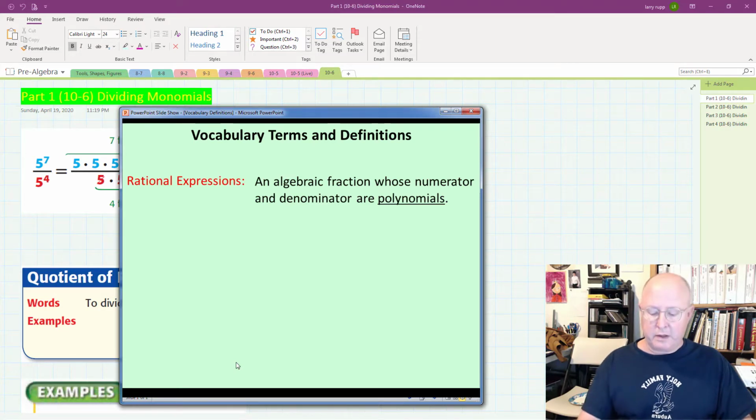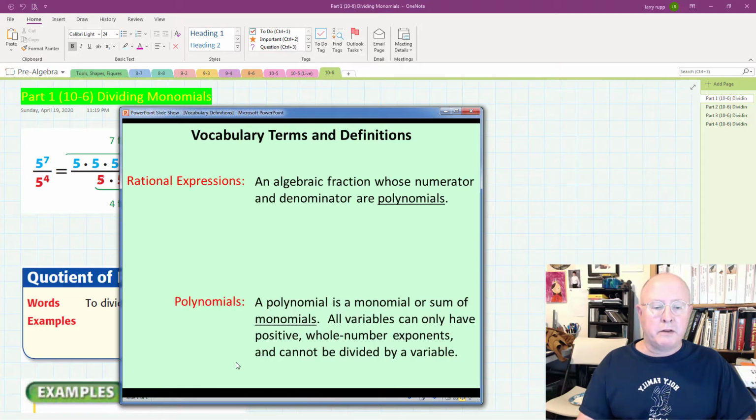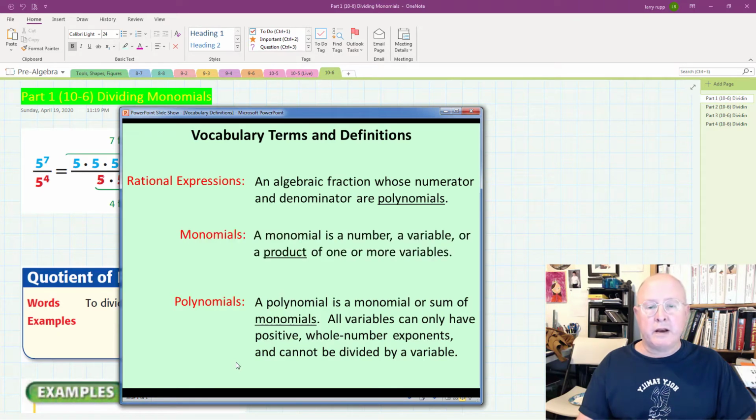Remembering back from last week, a polynomial is a monomial or a sum of monomials, and all the variables can only have positive whole number exponents, and they cannot be divided by a variable. We have monomials, which is at the base of all this, and it's a number, a variable, or a product of one or more variables. Pause the video, make sure you write this down in your journals.